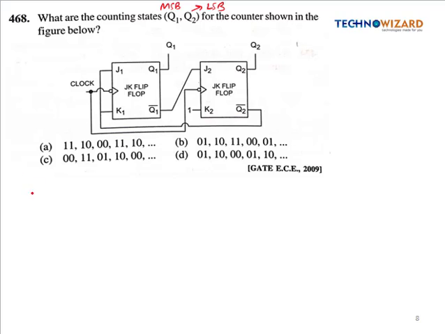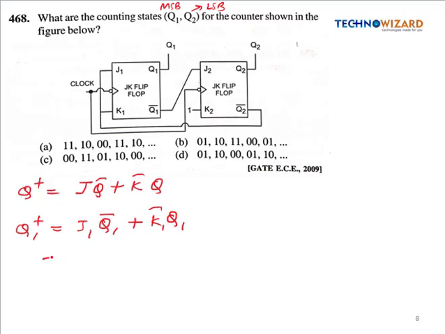Now first of all, let us know the characteristic equation of the JK flip-flop. It is given by Q positive is equal to J Q bar plus K bar Q. First we will obtain the characteristic equation for the first flip-flop. So Q1 positive will be simply J1 Q1 bar plus K1 bar Q1. Now see here, the J1 input is connected to Q2 bar, so in place of J1 we write Q2 bar, and Q1 bar will remain as it is. K1 is connected to Q2 bar, so K1 bar becomes Q2, and this will be Q1. So we are getting the value of Q1 positive as the expression for the XNOR, which can be written as Q2 XNOR Q1.